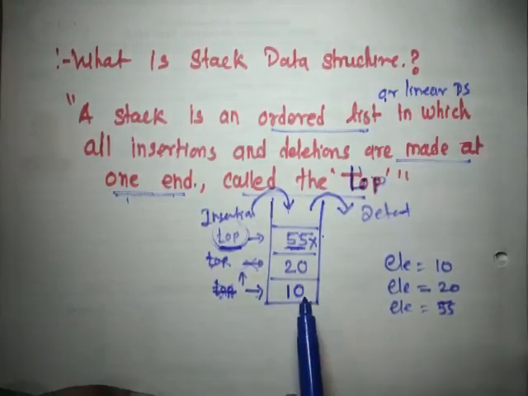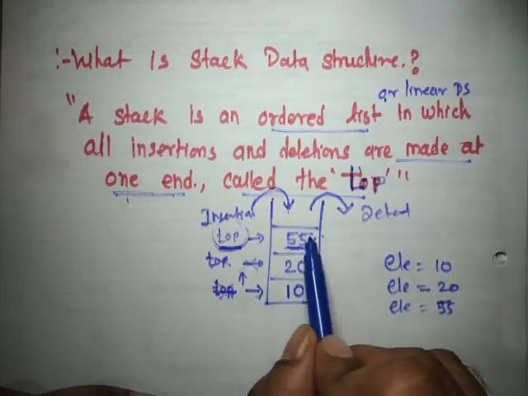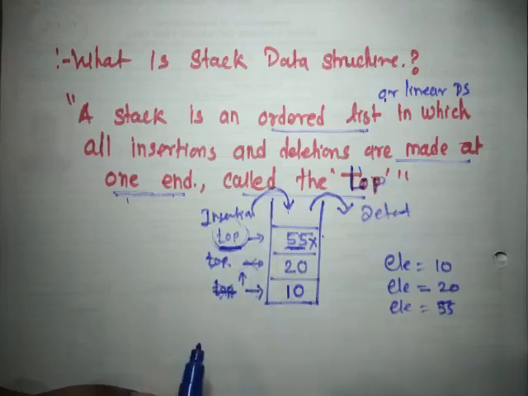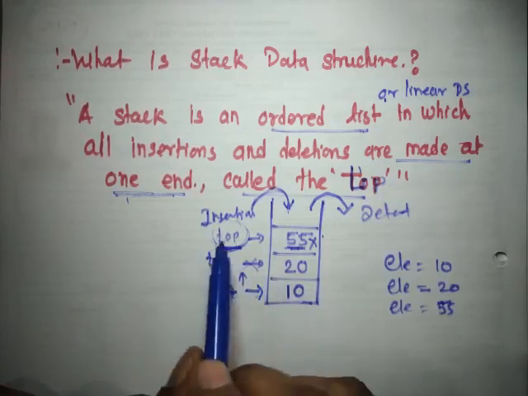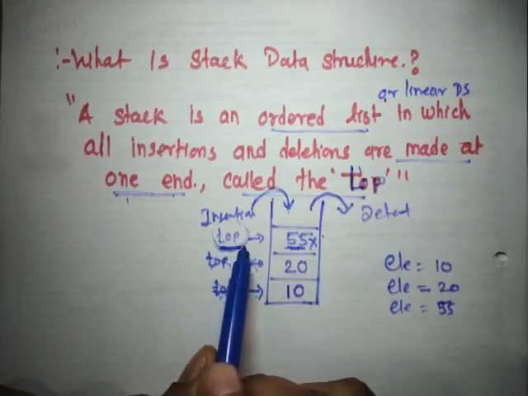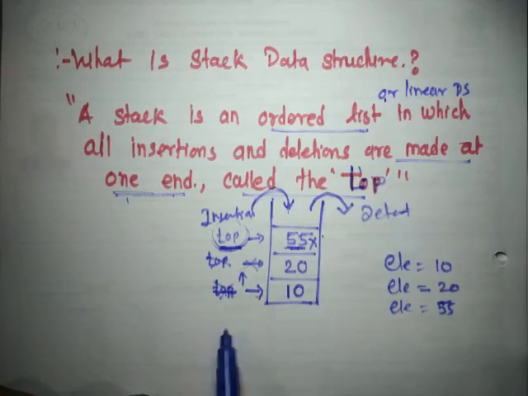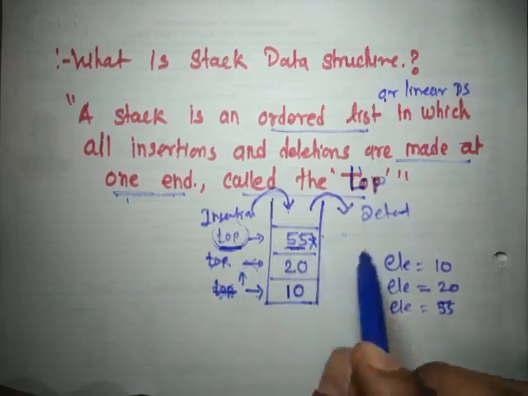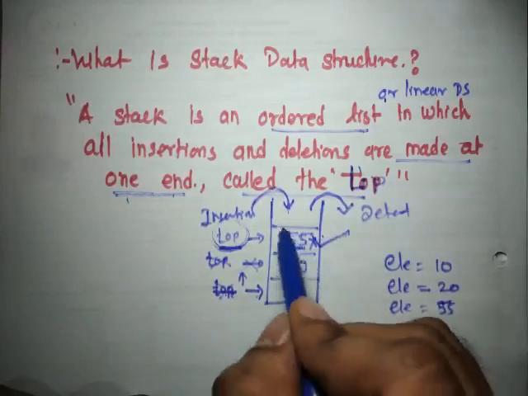So first we insert an element, that is 10, then we insert 20, then we insert 55. So now your top is pointing to the topmost element, that is 55. Now suppose if you want to delete an element from the stack, then the top element will be deleted. So that is 55. So 55 will be deleted first.